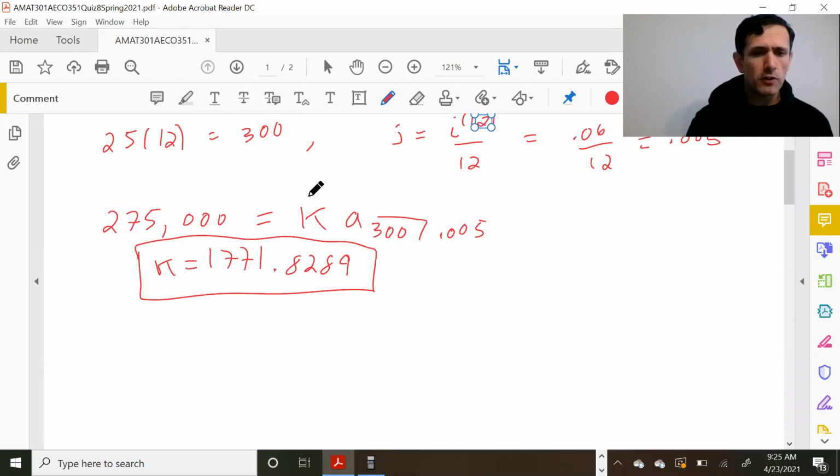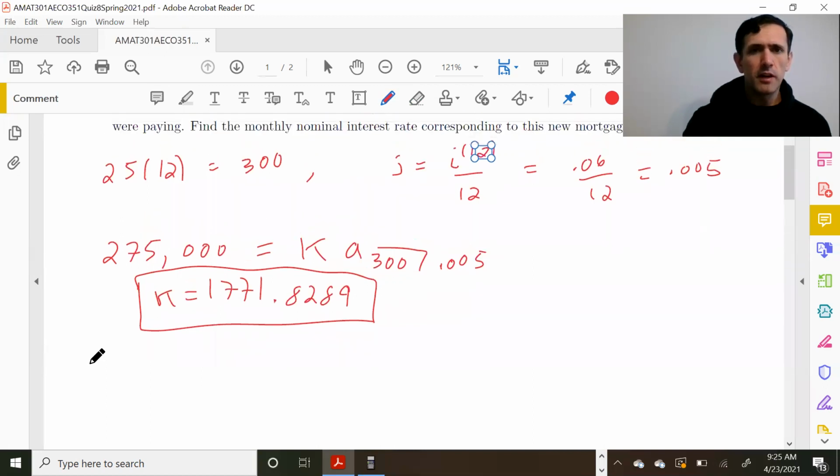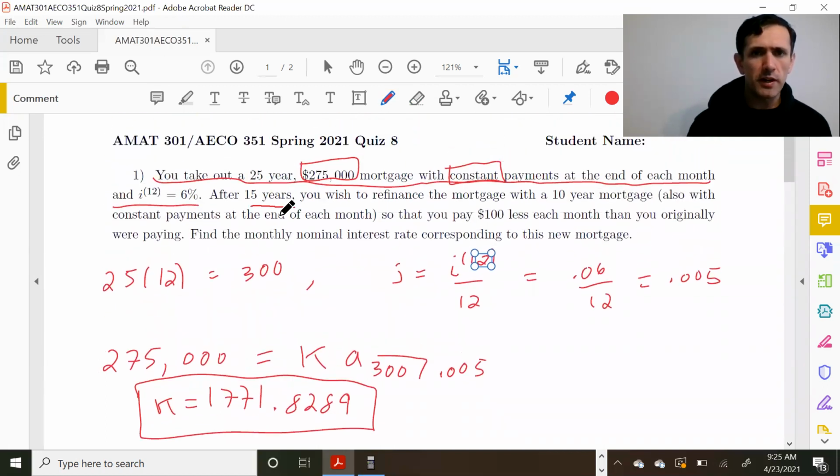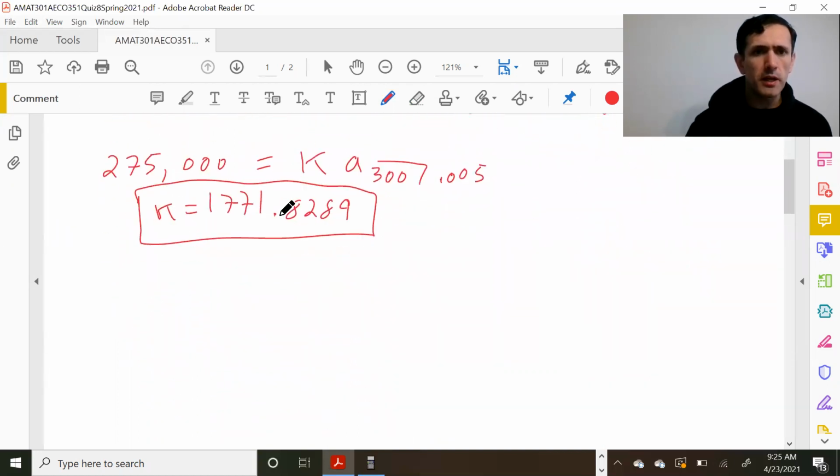First of all, we now need the value of the mortgage when you want to refinance, which is 10 years in. Sorry, this is 15 years in, not 10 years in. After 15 years, you wish to refinance. So we want the outstanding balance, we want how much this loan is worth. Well, that's going to be 180 months.